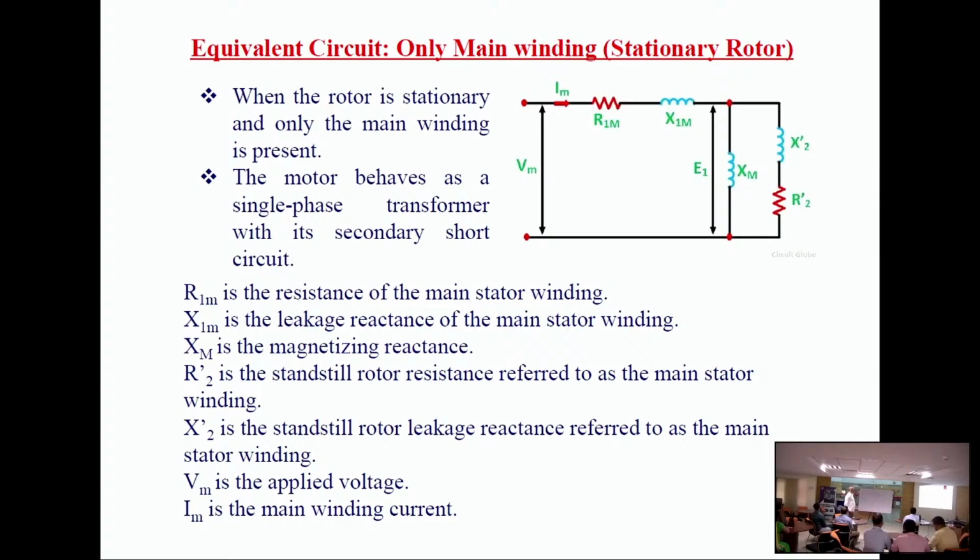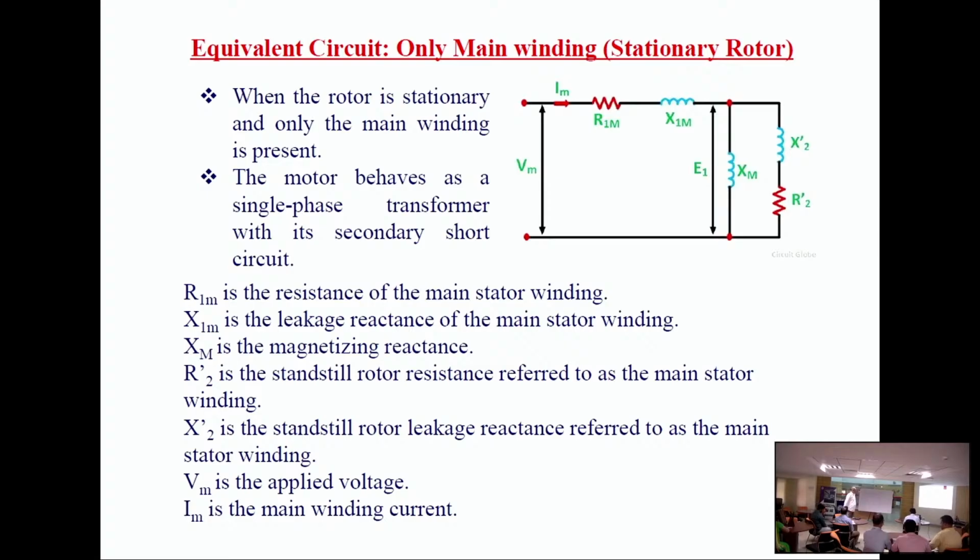So the transformer equivalent circuit has V, the applied voltage, the primary resistance and reactance R1 and X1, the secondary resistance and reactance reflected to the primary, R2 dash and X2 dash, the induced EMF E1, and the magnetizing branch XM. Okay. So here the primary is the stator winding and the secondary is the rotor winding. We start with the equivalent circuit where only the main winding is present, the stator is stationary and the rotor is stationary.